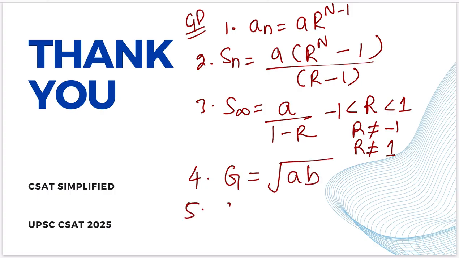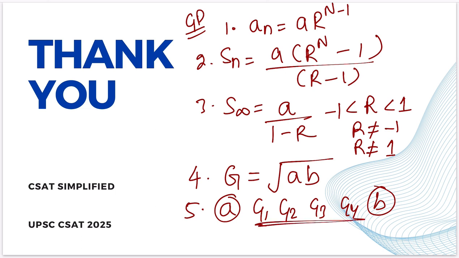Fifth part, if two numbers a and b are given to you and you need to insert G1, G2, G3 and G4, you can find this the way we did in the last question. Correct? I hope this video was helpful for you. So please keep practicing. This video was very similar to what we have learned in the arithmetic progression series. So I would say watch both of these videos together if you have not watched the first video.